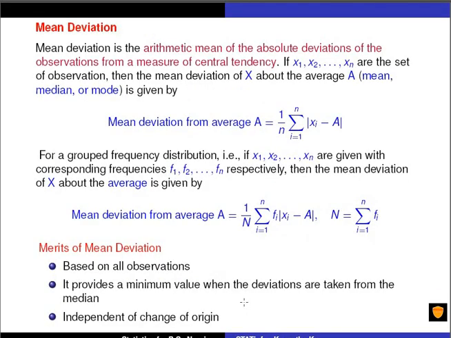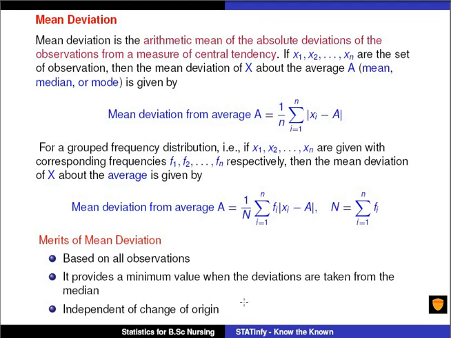Okay, so now we come to our mean deviation. So what is mean deviation? This mean deviation is the average deviation measure, isn't it? Mean deviation is the arithmetic mean of the absolute deviation of the observations from a measure of central tendency. If x1, x2, ..., xn are the set of observations, then the mean deviation of x about the average A, that means the average may be mean, median or mode, will be given by this formula: 1 by small n summation modulus of xi minus A.